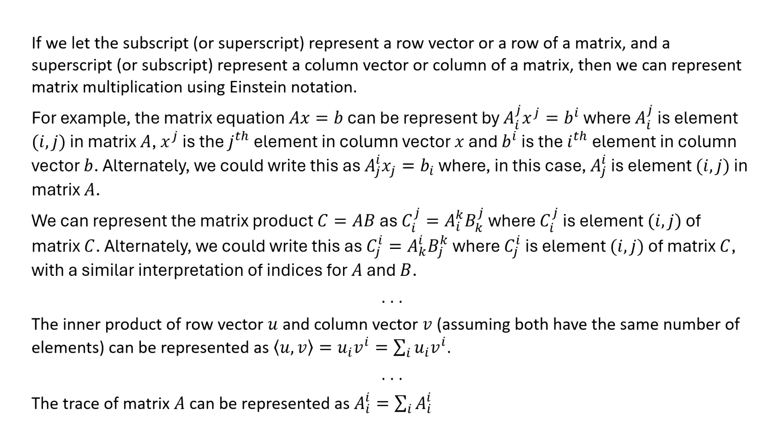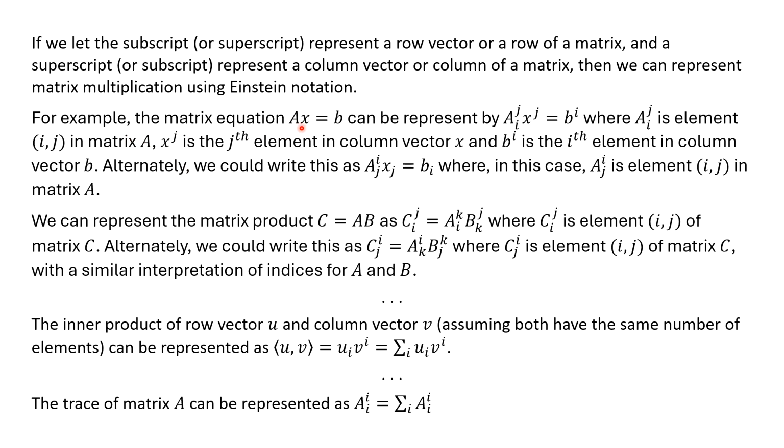The most common application for the Einstein notation is matrix multiplication or matrix times vector multiplication. And there are two ways of going about it. You can let the subscript represent rows and the superscript represent columns, or you can invert that and let the subscript represent columns and the superscript represent rows. I'll show you both approaches in a couple of examples.